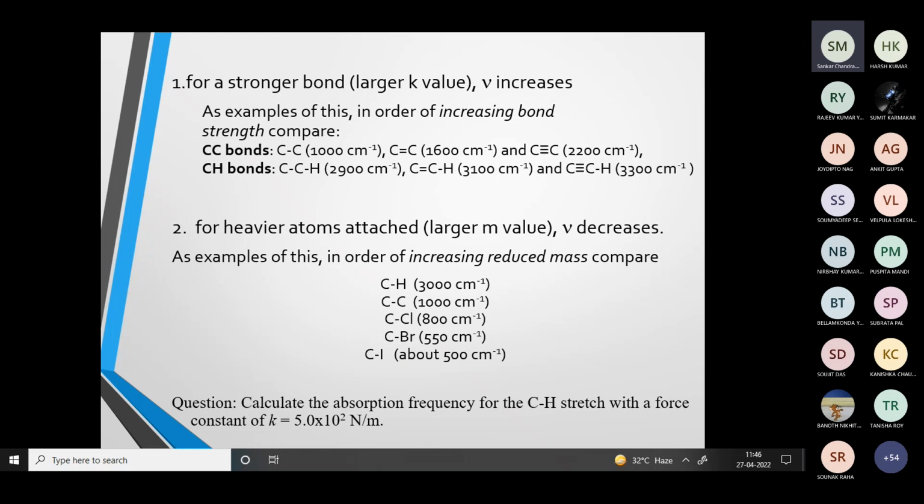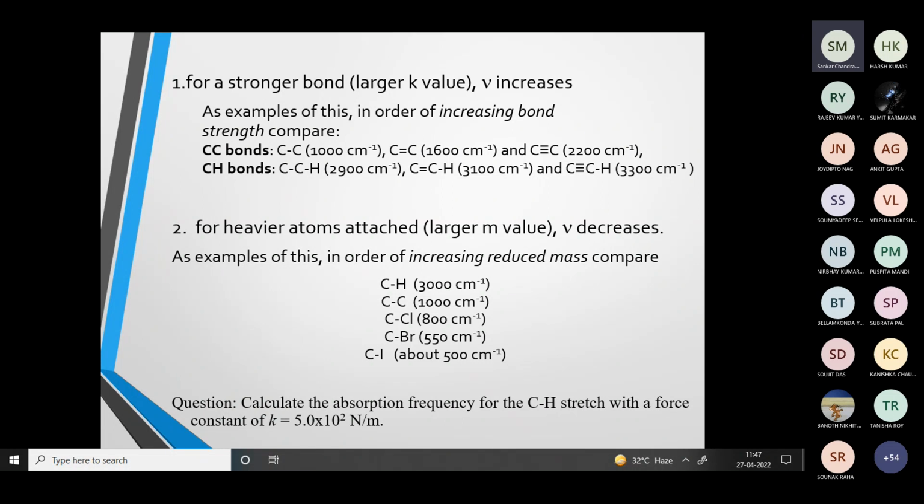You see here the carbon-carbon single bond appears around 1000 centimeter inverse, within the fingerprint region. The backbone carbon-carbon single bond, we are generally not interested in within the compound. Whereas the carbon-carbon double bond is at 1600 centimeter inverse and the triple bond is at 2200 centimeter inverse. So as the bond multiplicity increases, frequency increases.